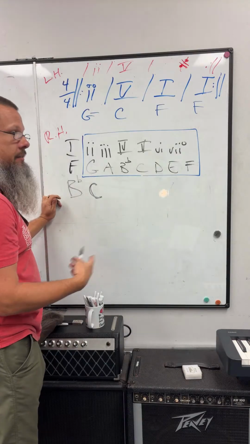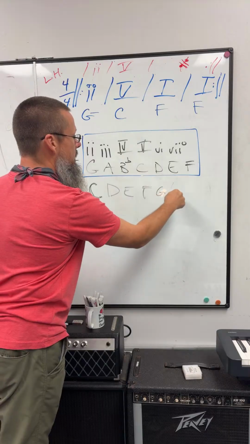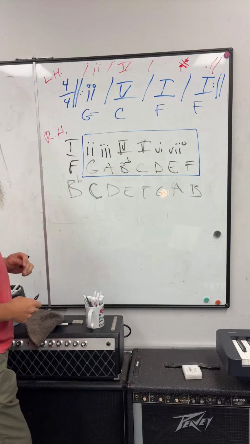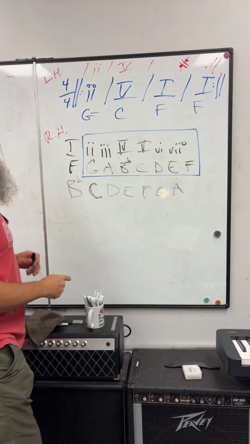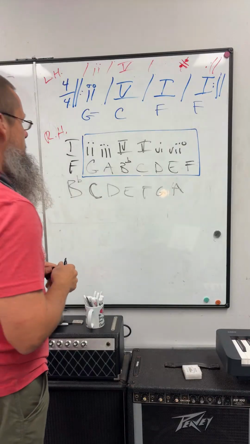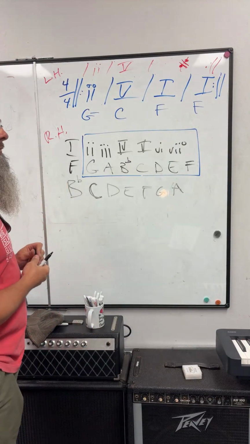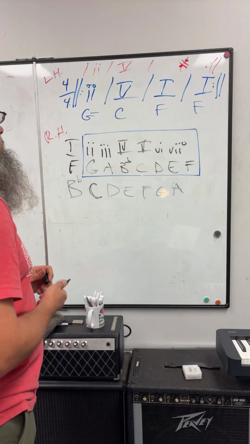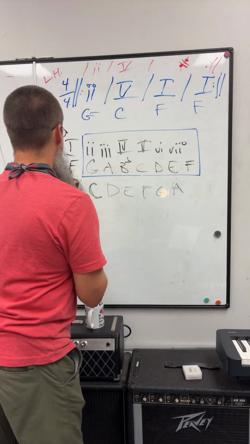B flat has 2 flats like the key of D. C, D, E, F, G, A, D. What are our flats? Okay, this is how I was building the C Dorian. I was having 2 flats. Okay, the C minor has 3 flats: B flat, E flat, and A flat.